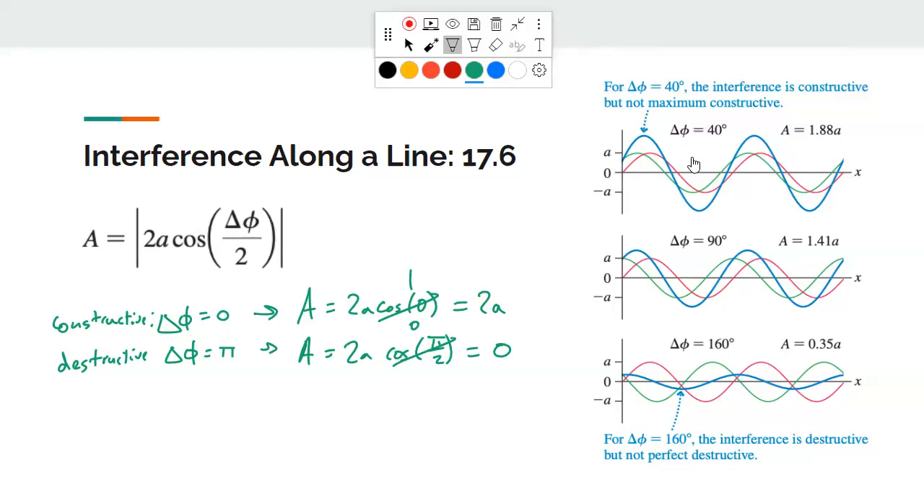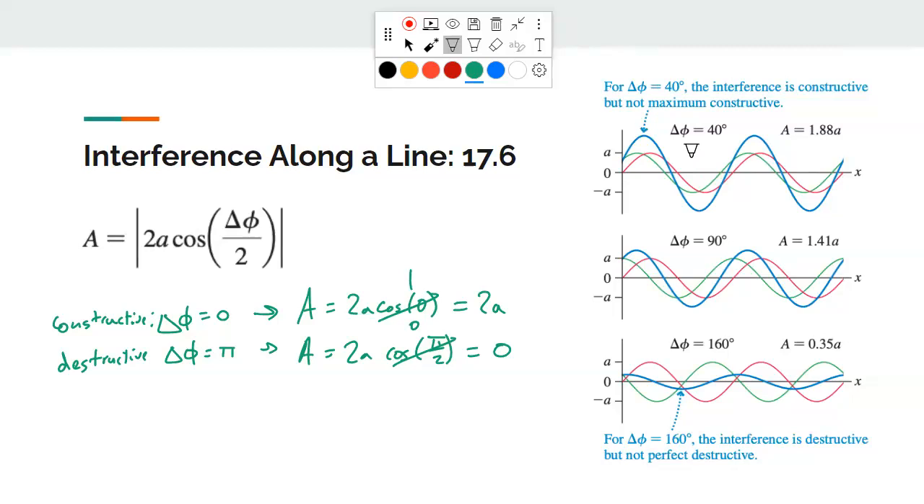So if it's not purely destructive, not purely constructive, we get some combination, and all you have to do is plug into this formula, and you'll be able to find what the amplitude of the resulting wave is. So in all of these pictures, the red and the green are the two things you're adding together, the two waves that are interfering, and the blue is the result. It's what you would actually hear if this was sound. It's what you would see if this were light.